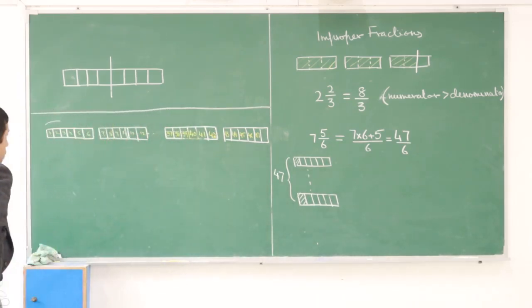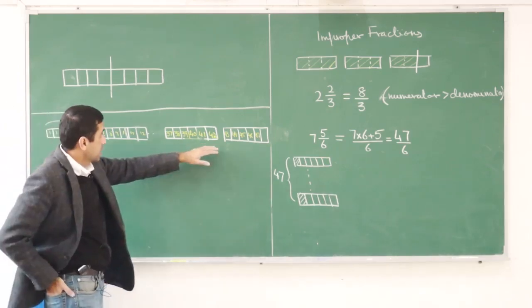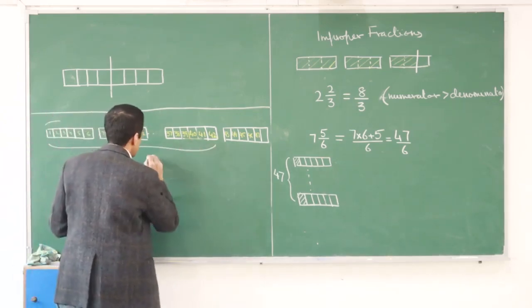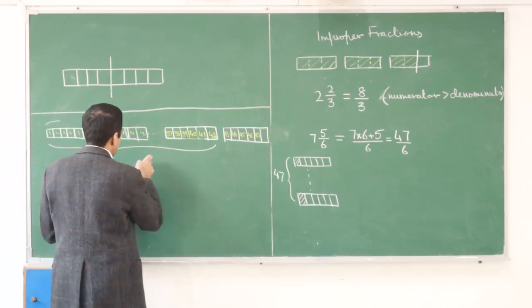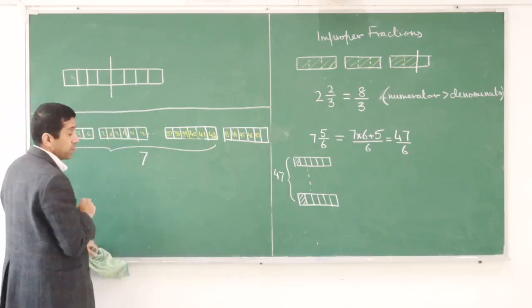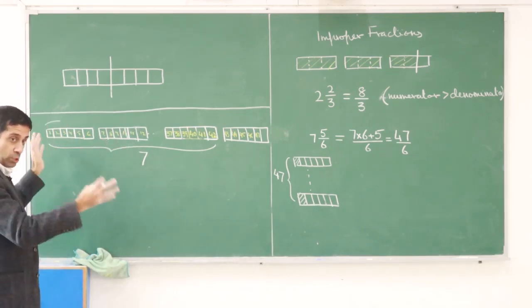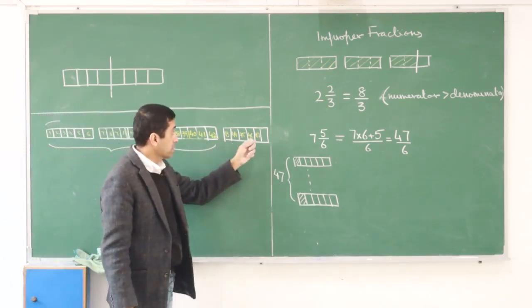So what we're going to have is 42 pieces, and the total will be 6 holes here, 7 holes here. We'll have 7 holes because each piece contains 6. So 7 6s are 42. So we'll have 42 pieces here. Then we'll have 43, 44, 45, 46, 47.